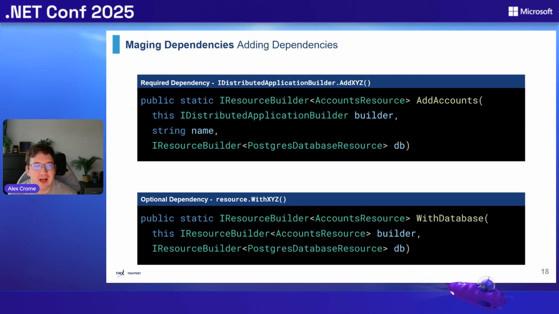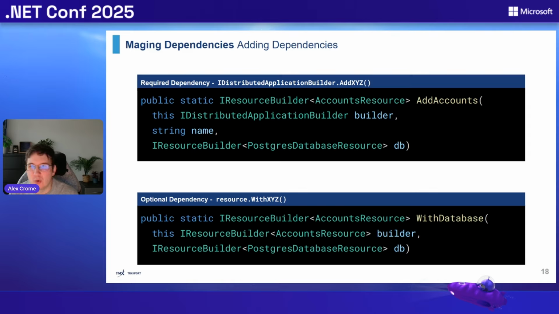By convention, we have two ways in which we can do this. We can either include a dependency on the add method on the distributed application builder, or we can define a with-whatever extension method on the resource itself. The convention we tend to follow is if the dependency is something that's mandatory and required, we put it on the add method.